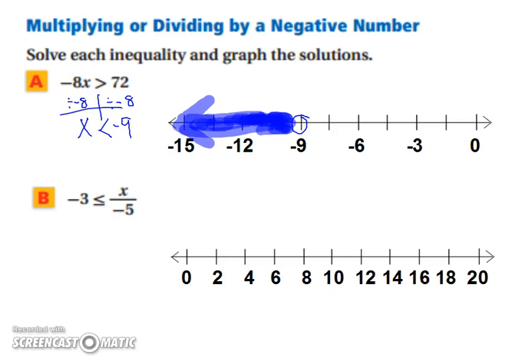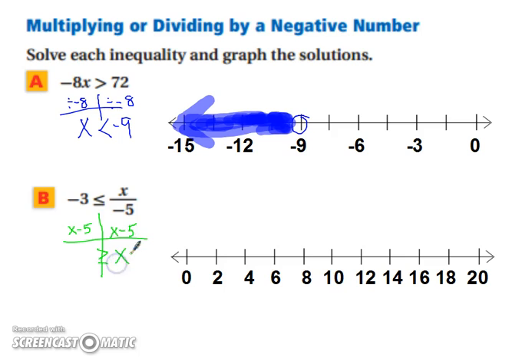Alright, try this next one on your own. Alright, now that you've had a chance to try it on your own, let's try it together. So we have x divided by -5, and that's going to be greater than or equal to -3. So we want to multiply both sides of the equation by -5. So we're going to multiply both sides by a negative number.